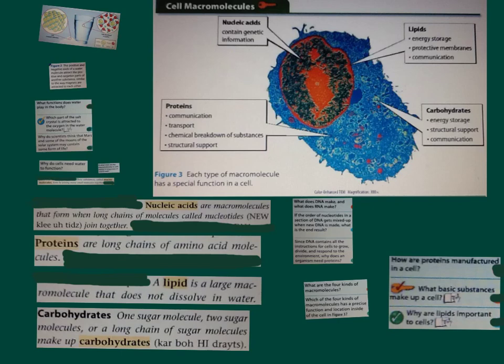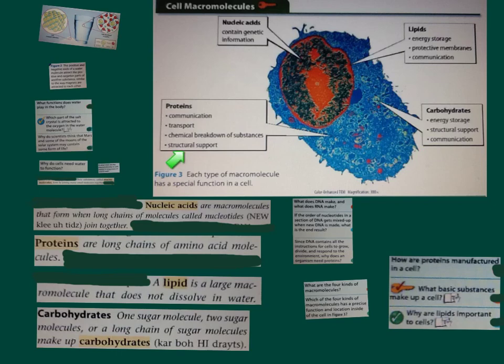It also has the function of the protective membrane, which is around the nucleus, and communication. Okay? Carbohydrates inside the cell. The function for carbohydrates is energy storage. Also, it provides structural support, and it also helps communication.